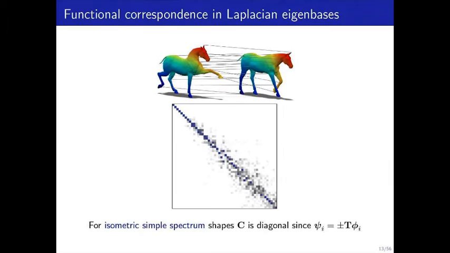This is how this matrix will look. It has an almost diagonal structure. And we know that for shapes that are ideally isometric, this matrix will be ideally diagonal, and not only diagonal, but also plus or minus one on the diagonal. Of course, this is not usually the case. In this case the transformation is not exactly isometric, so it somehow departs from the diagonal structure. But still, you can clearly see that it has this nice structure.